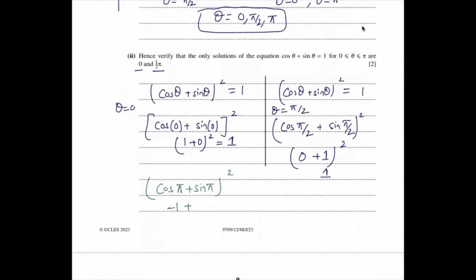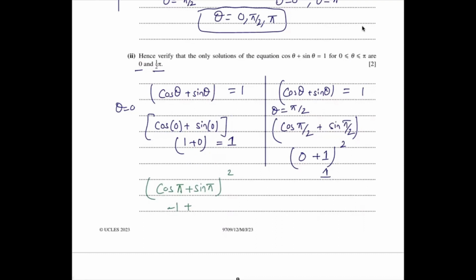Okay, my bad. The question says cos theta plus sine theta is equal to 1. Not the square. So I'm just removing this square from here. Please correct this. Cosine of 0 plus sine of 0 is 1 plus 0, and 1 plus 0 comes out to be 1. So that means it is satisfying this equation.